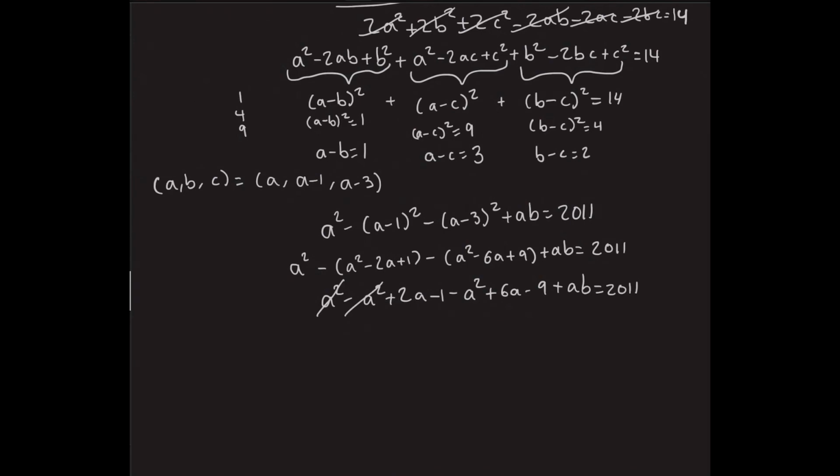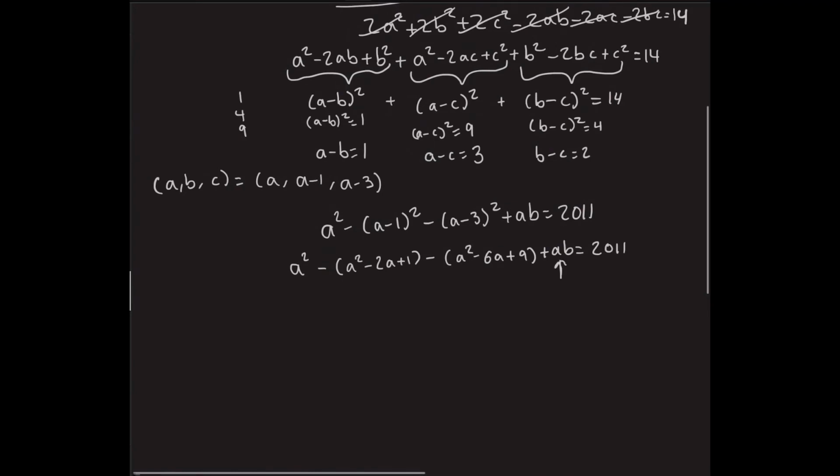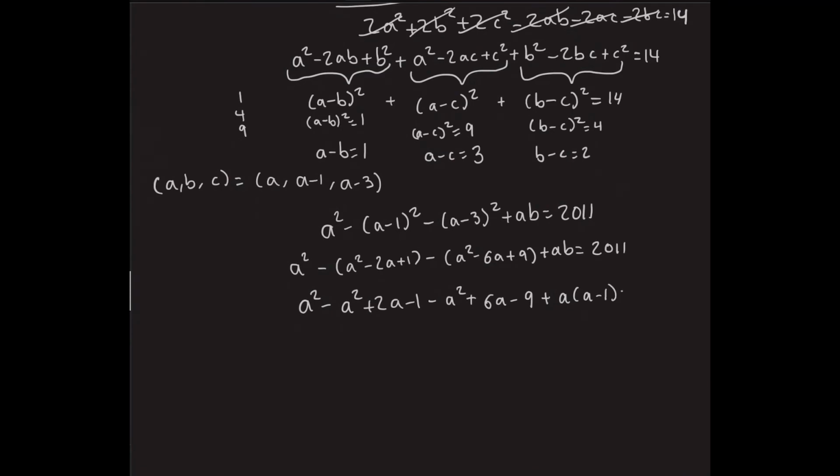And then we also have, I should have rewritten, I'm going to rewrite this equation, because I had an ab in there, but I was supposed to write b as a minus 1. So I'm going to rewrite the equation. This is where I messed up. So rewriting it, we'll get a squared minus a squared plus 2a minus 1 minus a squared plus 6a minus 9. And instead of ab, it should be plus a times a minus 1. This is equal to 2011.